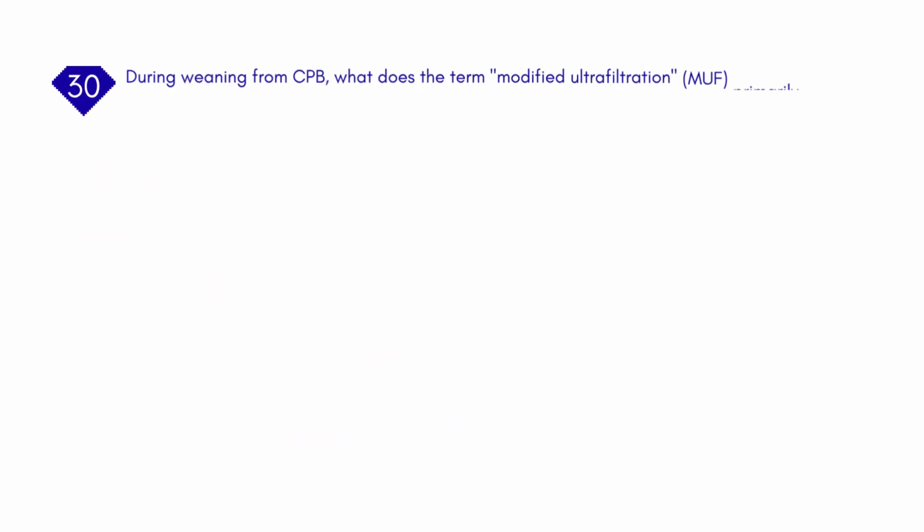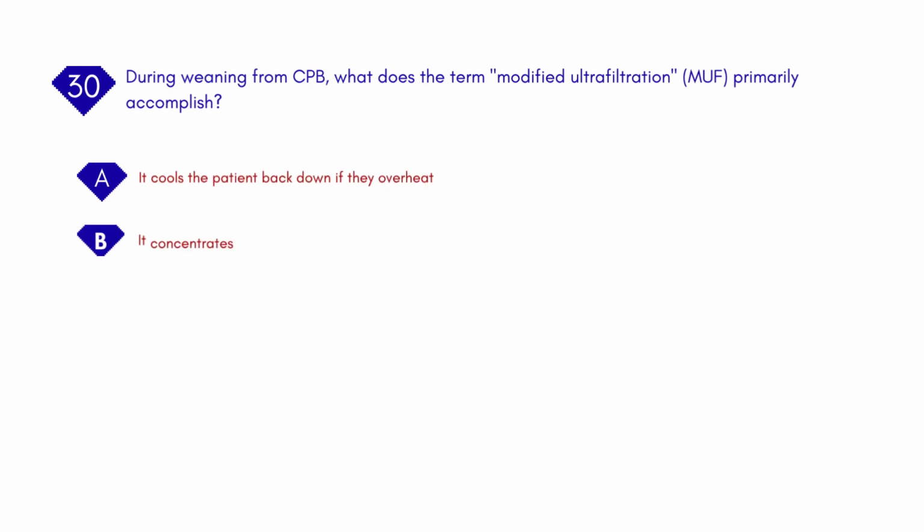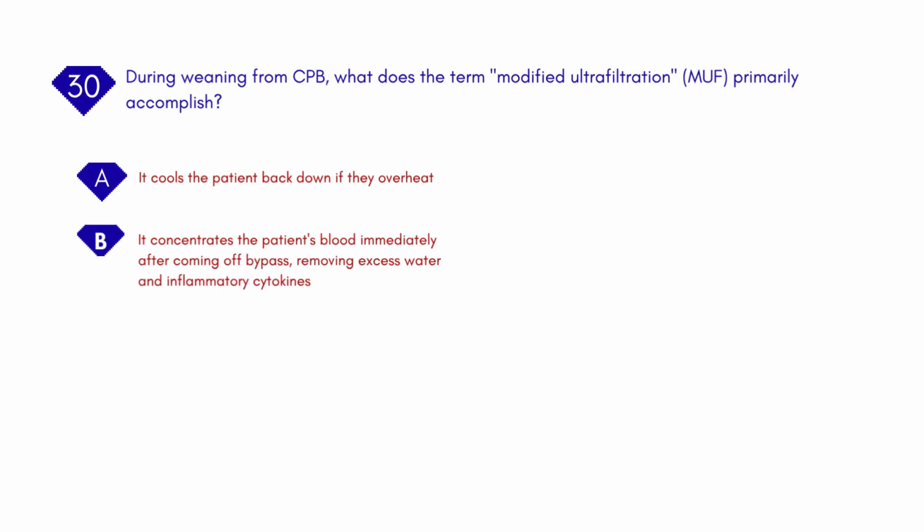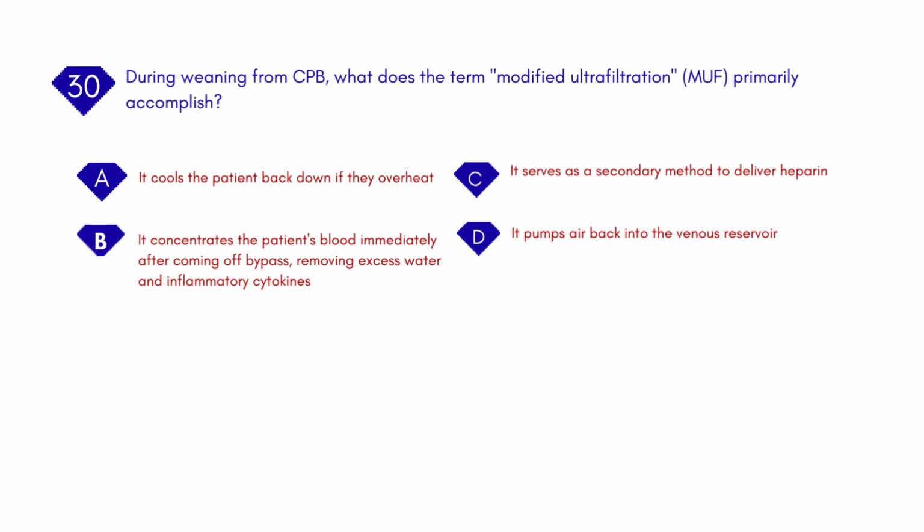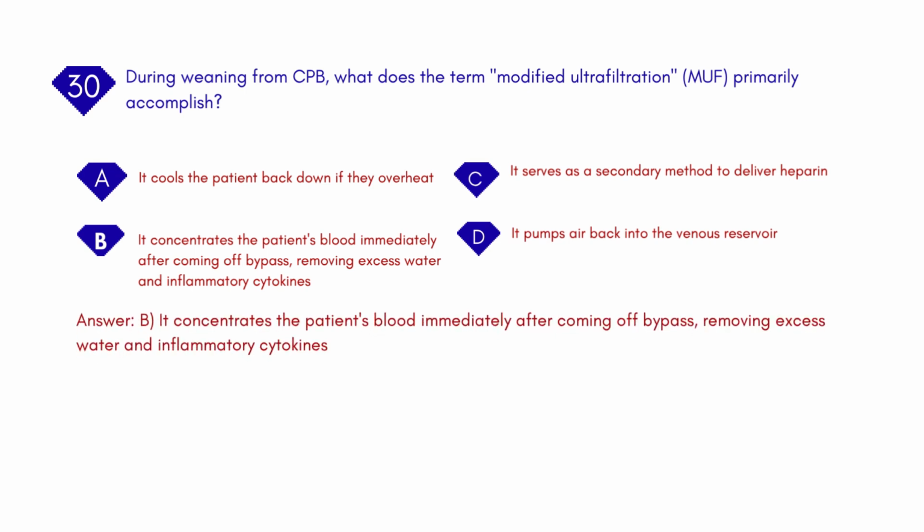During weaning from CPB, what does the term modified ultrafiltration, MUF, primarily accomplish? A. It cools the patient back down if they overheat. B. It concentrates the patient's blood immediately after coming off bypass, removing excess water and inflammatory cytokines. C. It serves as a secondary method to deliver heparin. D. It pumps air back into the venous reservoir. Answer: B. It concentrates the patient's blood immediately after coming off bypass, removing excess water and inflammatory cytokines.